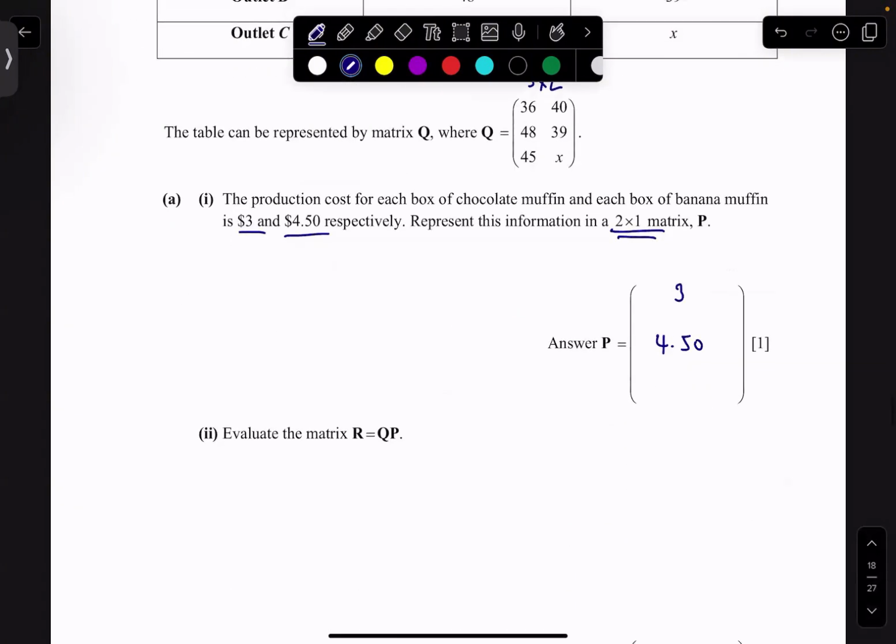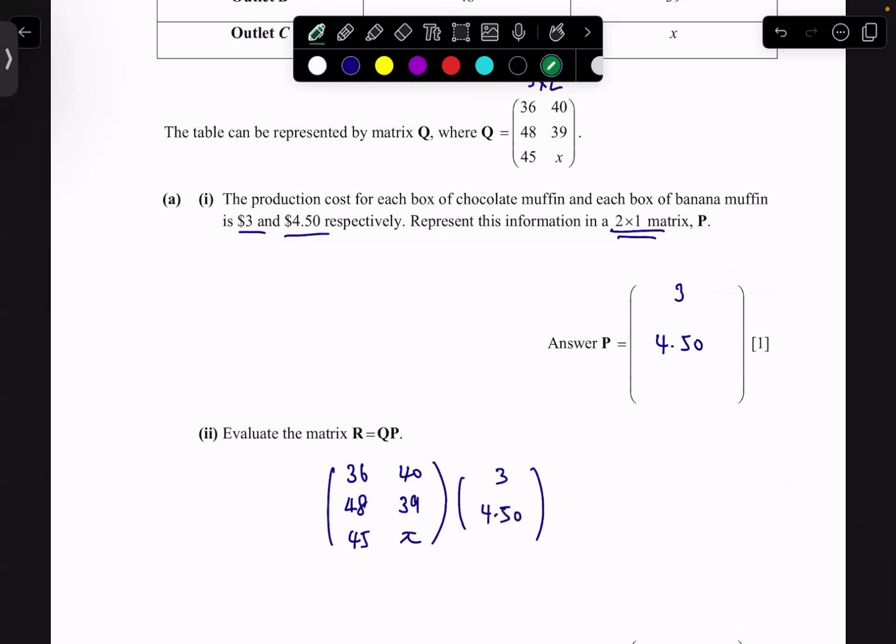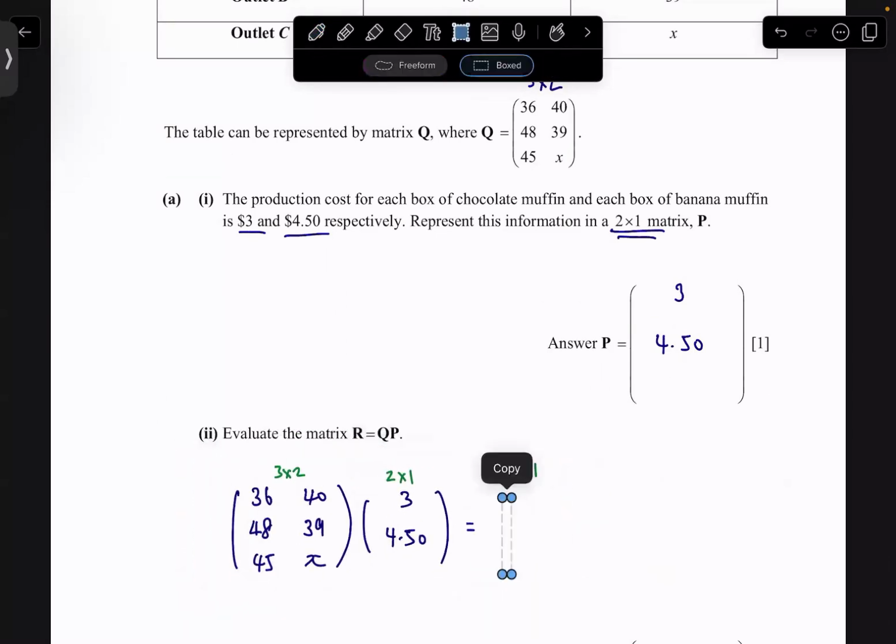Now evaluate the matrix R equals QP. So Q times P: 36, 40, 48, 39, 45 and x, multiplied by P, which is 3 and 4.5. Now, this is a 3 by 2 matrix and this is a 2 by 1 matrix. So that means my final answer is a 3 by 1 matrix. Knowing the result is very important. A 3 by 1 matrix means there are 3 rows, 1 column.